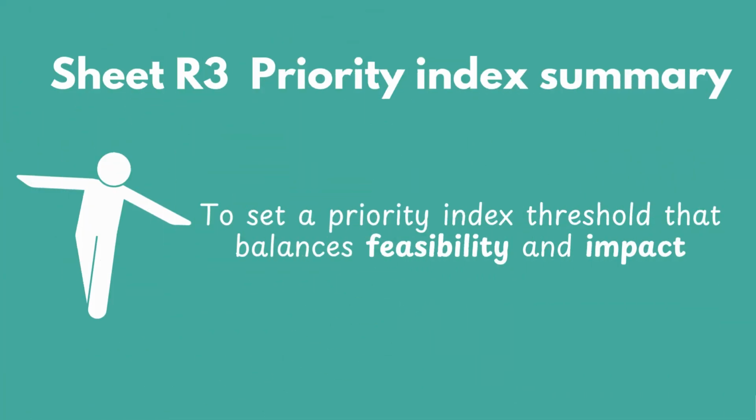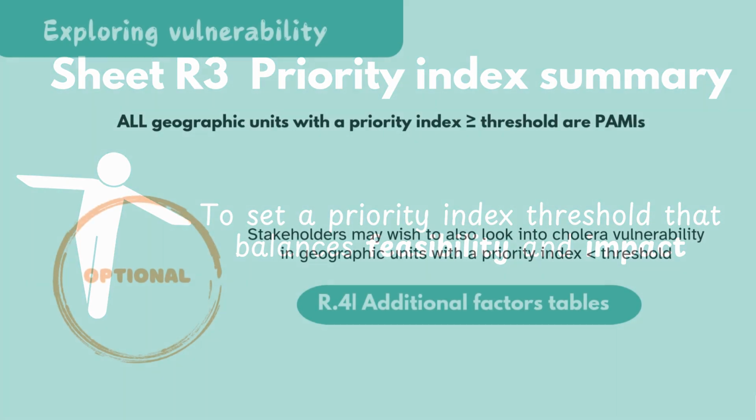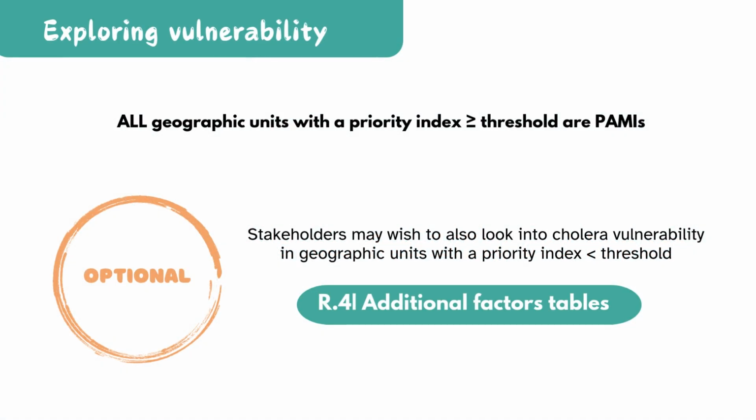Overall, going through the figures provided in Sheet R3 will help stakeholders decide on the most appropriate priority index threshold, taking into account both the feasibility and the potential impact of the future NCP. Once a priority index threshold has been set by country stakeholders, the list of initial PAMIs based on the priority index in a country is established. All geographic units with a priority index equal to or above the selected threshold are PAMIs.